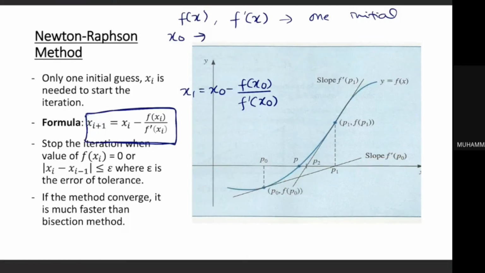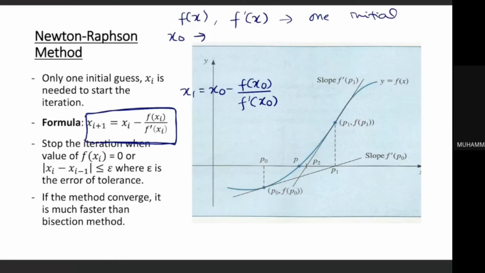Then, if we have this initial guess, you find the tangent line. This is the tangent line given by f prime. And then we use this tangent line to find the second point, which in this example is P1. Once we get P1, we determine the tangent line again, or the slope, f prime. Then you proceed the iteration until you stop when fx equals 0 or the error of calculation is less than or equal to the error tolerance.